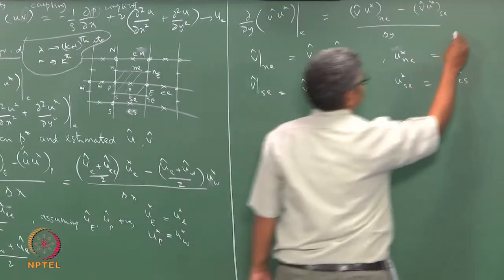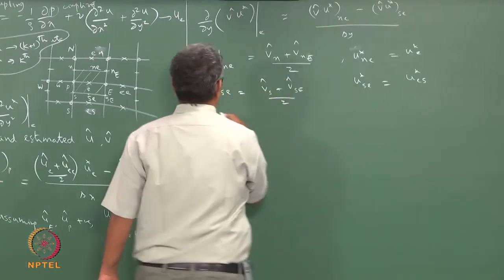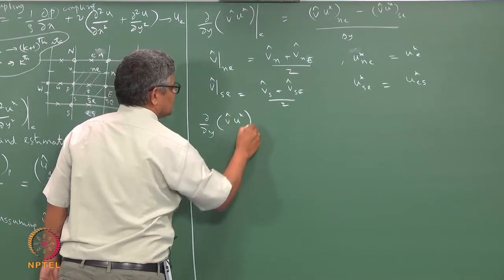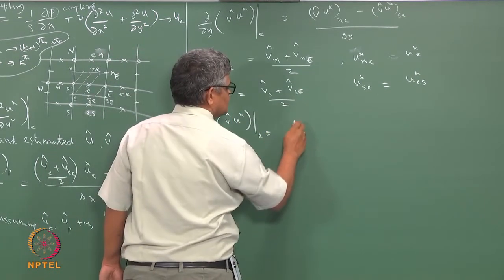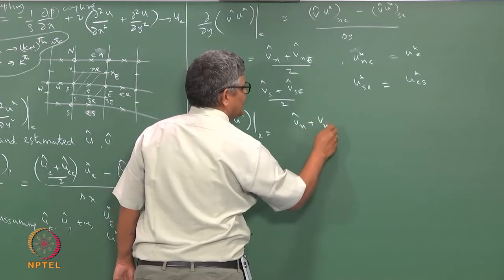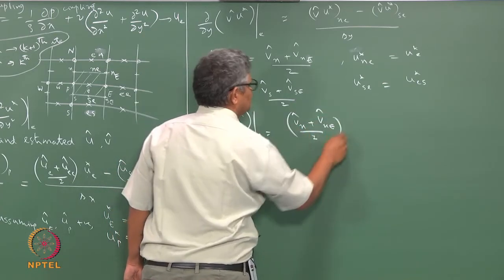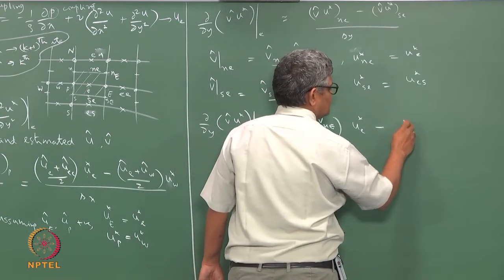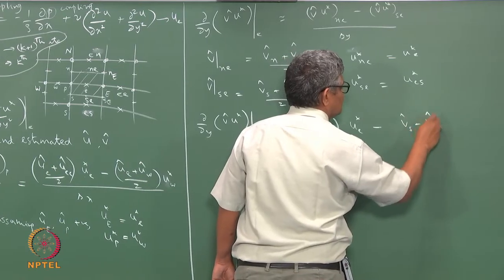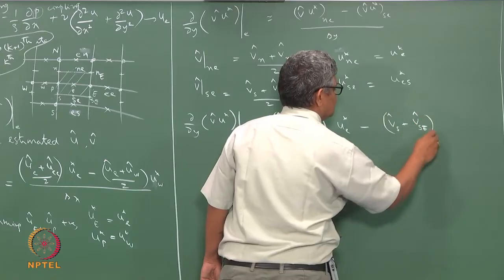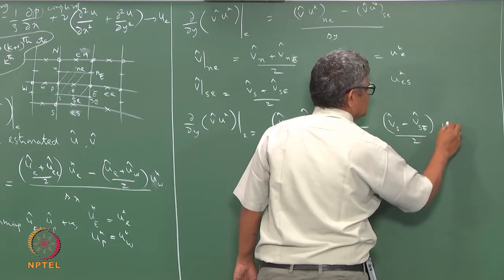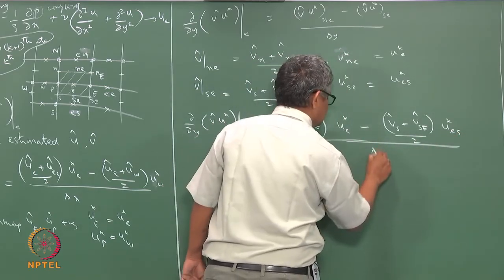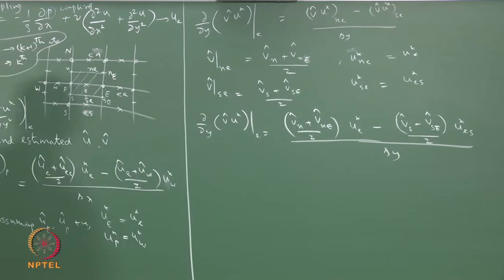So with this we can write dou by dou y of V hat U star at ES, as (Vn plus Vn capital E) by 2 times UE star minus (Vs plus Vs capital E) divided by 2 times UES star, divided by delta y. Okay.